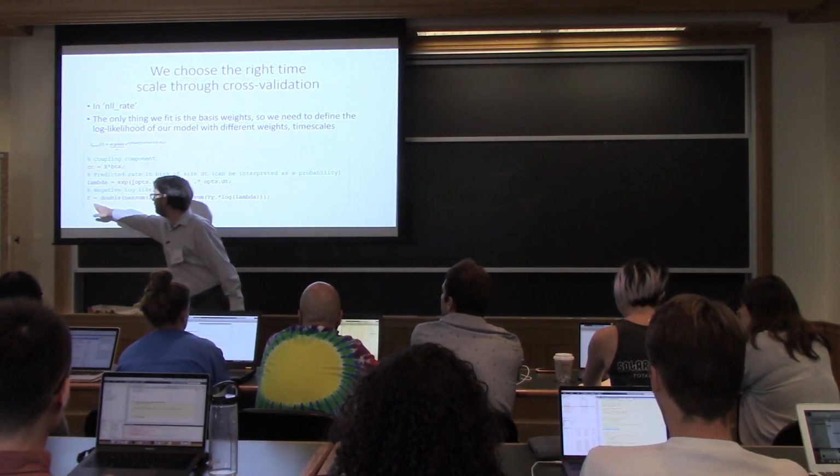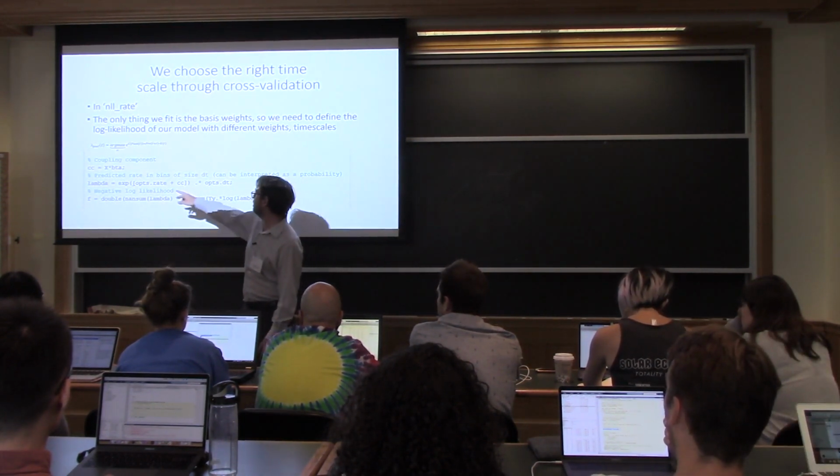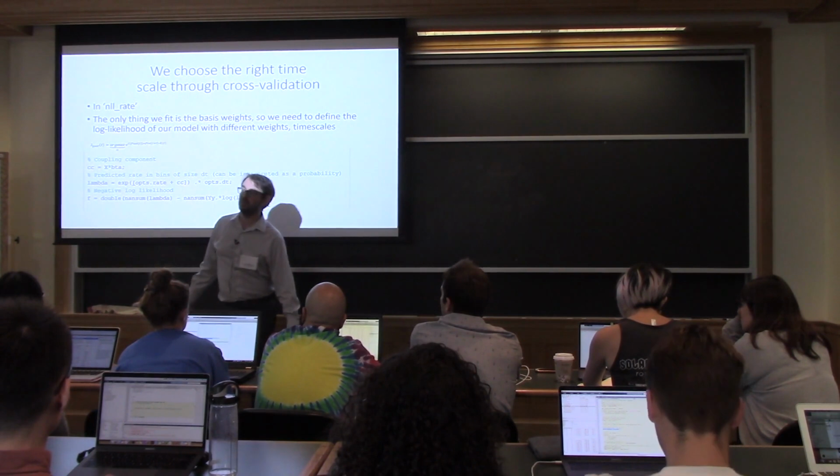And then get the likelihood of that function, and then try to minimize the negative log likelihood of that function. And then keep in our pocket the set of coupling weights that best do that.